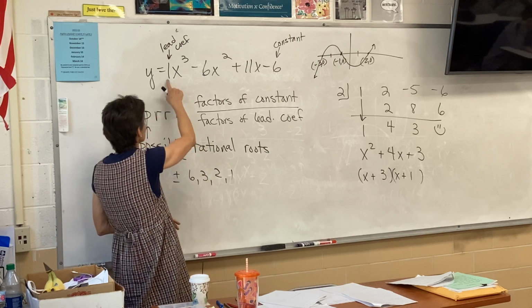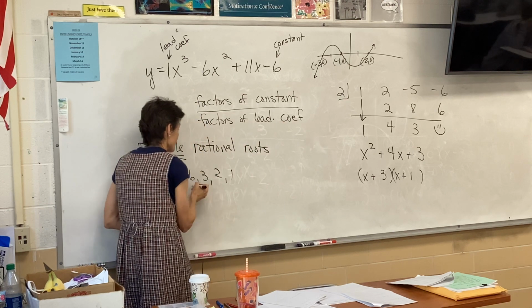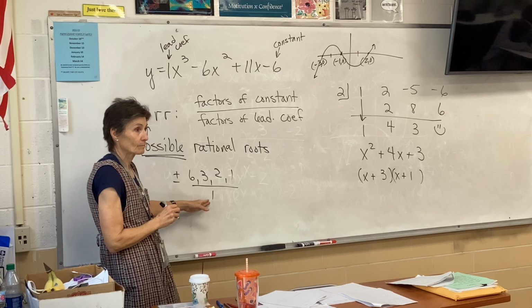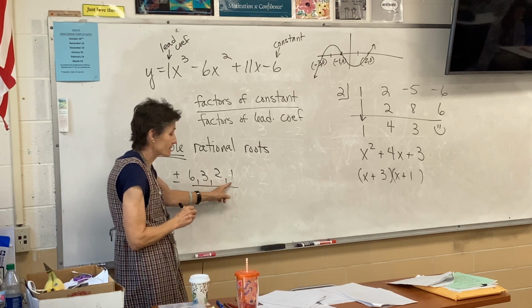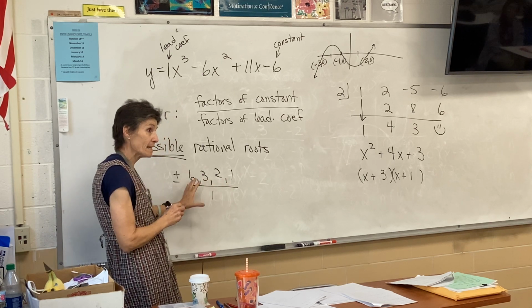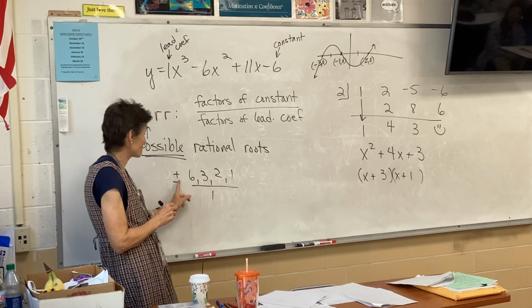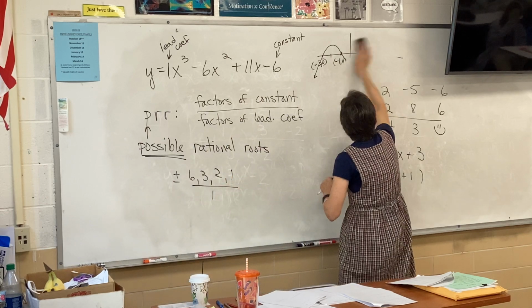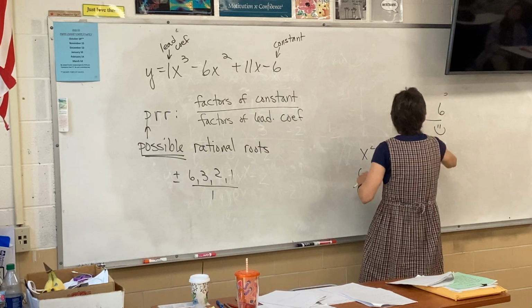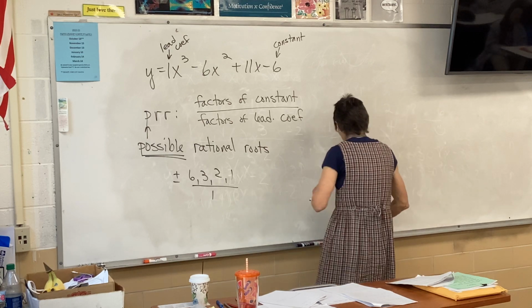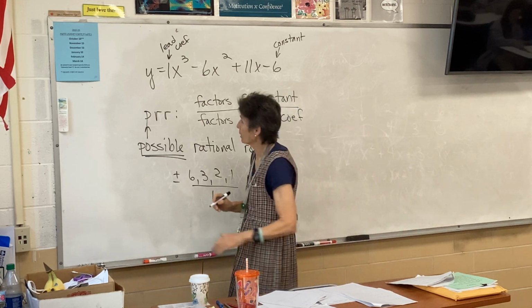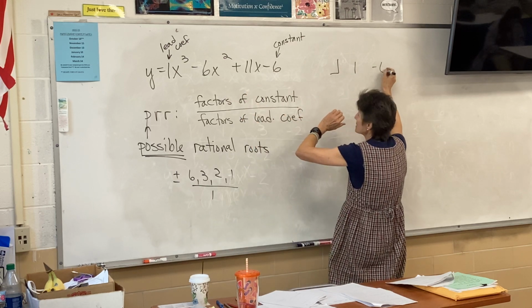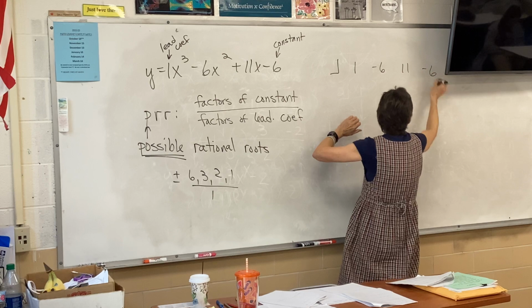Now, the good news is, the leading coefficient is just 1. So that doesn't really impact anything. So here are your guesses. Only 8 numbers possible to guess, plus or minus those 4. All right, so on your own, would you see if you can guess one that gives you a remainder of 0? So this time you're going to be dividing into 1, -6, 11, -6.